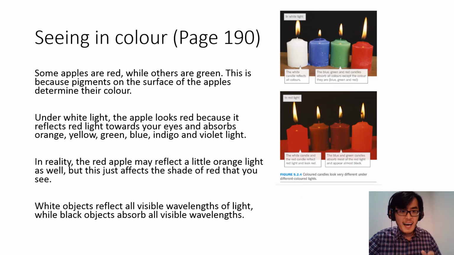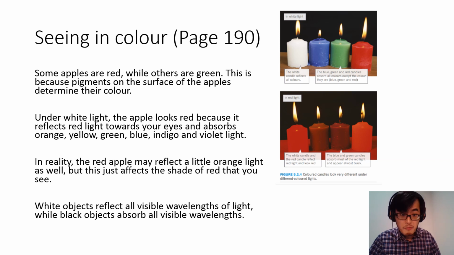So seeing in color, it says that some apples are red while others are green. This is because pigments on the surface of the apples determine their color. It says under white light, the apple looks red because it reflects red light towards your eyes and absorbs orange, yellow, green, blue, indigo, violet light. It says in reality, the red apple may reflect a little orange light as well, but this just affects the shade of red that you see.